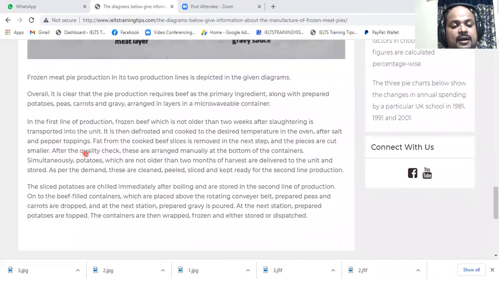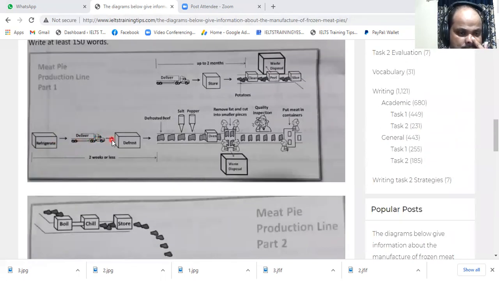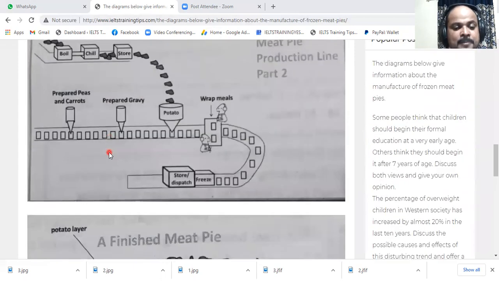Now we have classified the data into 2 paragraphs, that is the first line production and the second line production. In the first line production, frozen beef which is not older than 2 weeks after slaughter is transported into the unit. You can see there, frozen meat is transported into the unit, not older than 2 weeks.